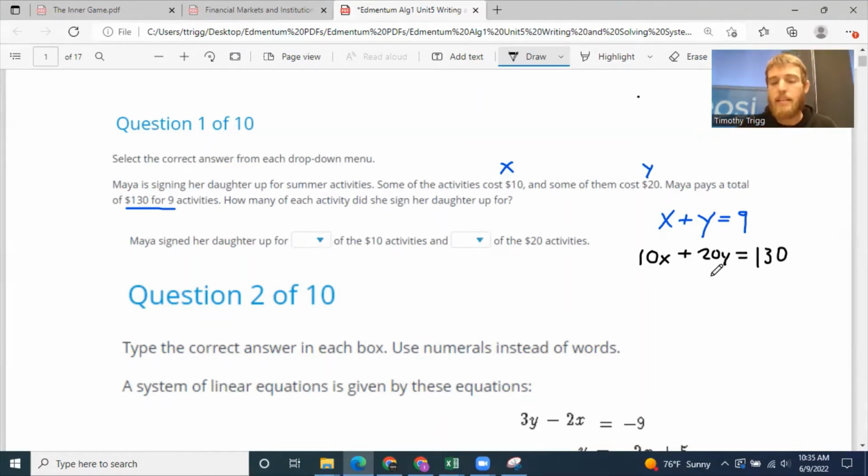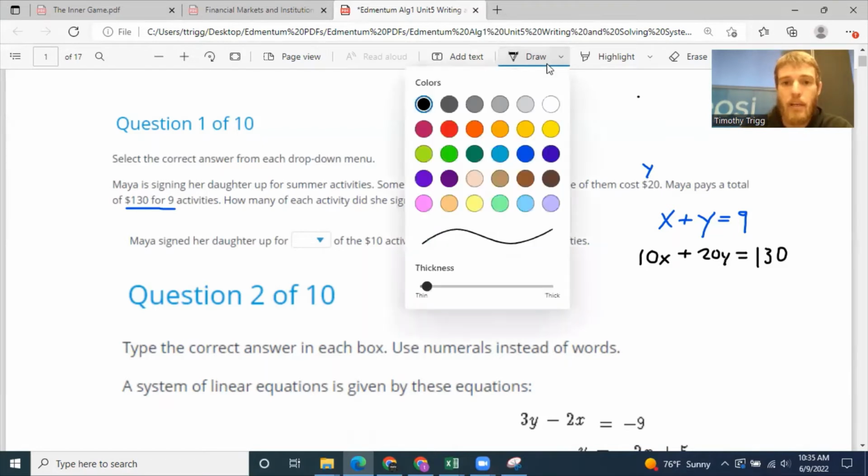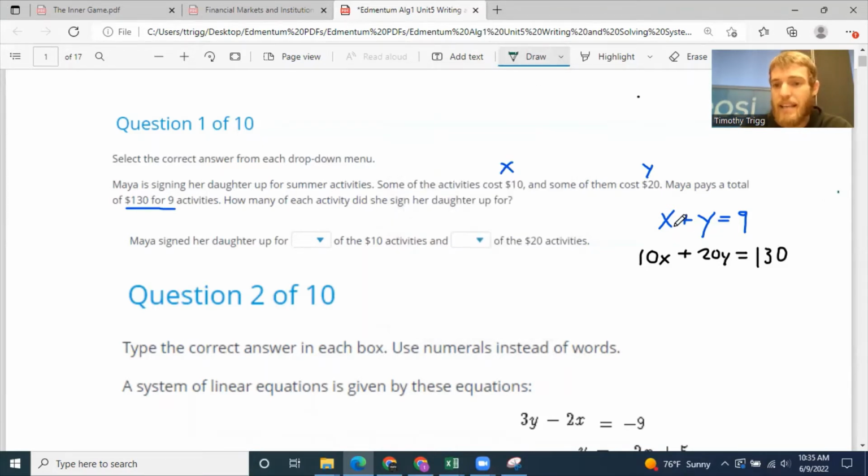In this case, there's no variable already solved for. That's the first thing I'd usually look for. Like, does it say x equals something or y equals something? In this case, it doesn't, right? So I'd have to solve for a variable in one of these equations. I'm going to look at this top equation. I could easily solve for x or y in this equation. I'm going to go ahead and solve for x. But if you choose to solve for y, you'd get the same solution. It just would be a slightly different substitution.